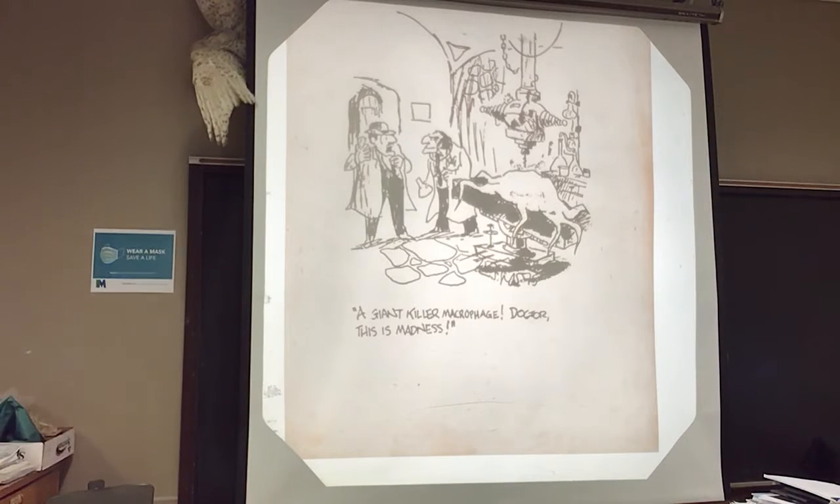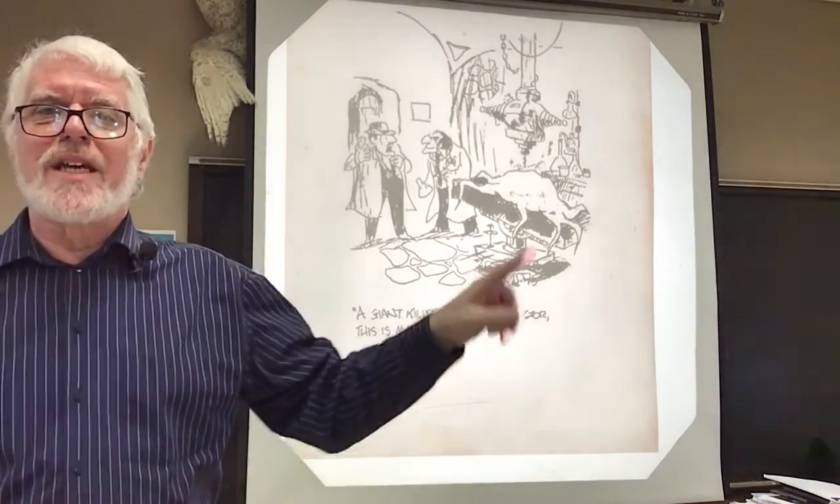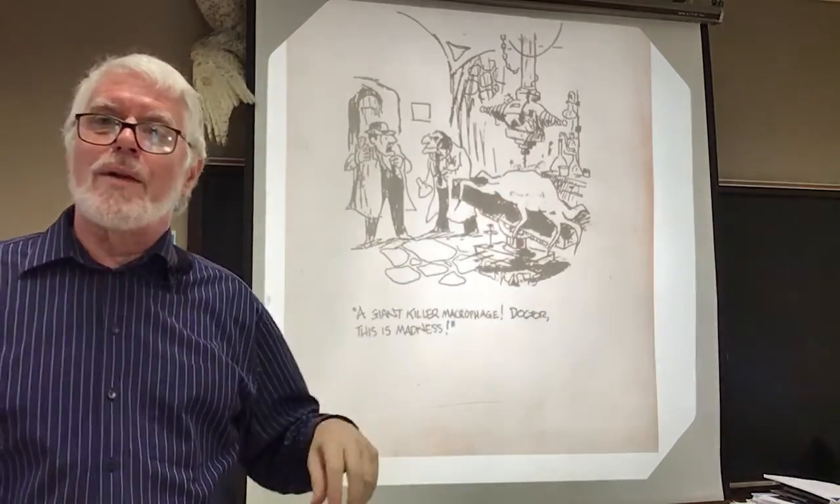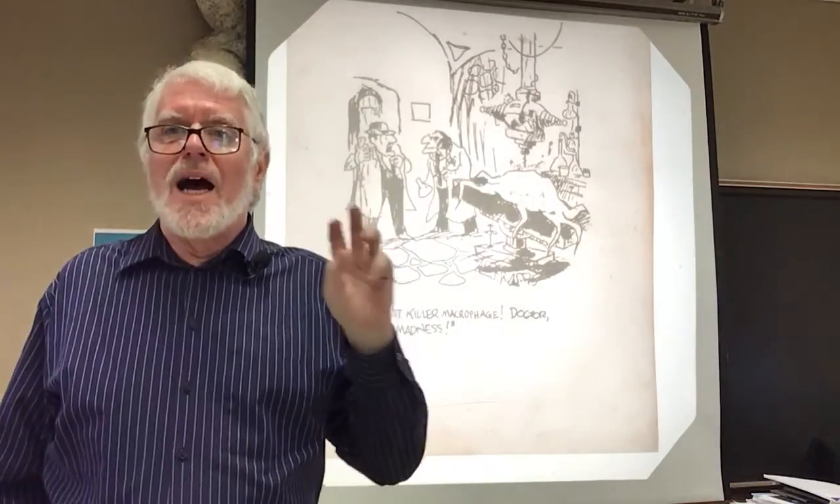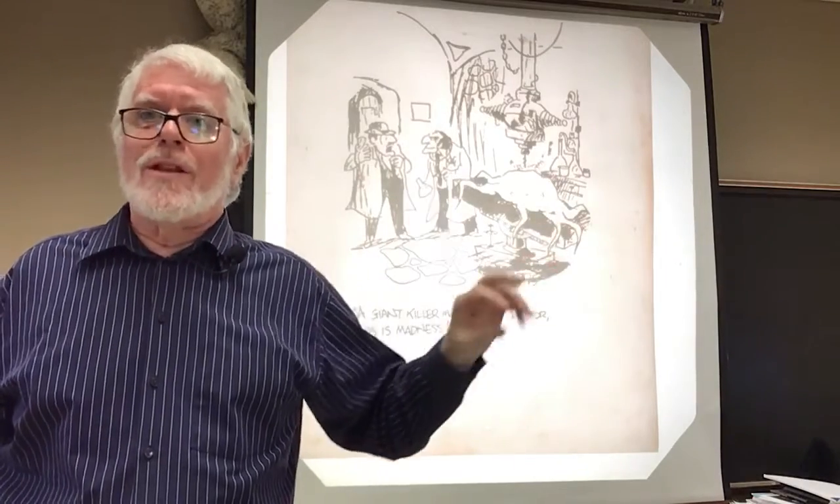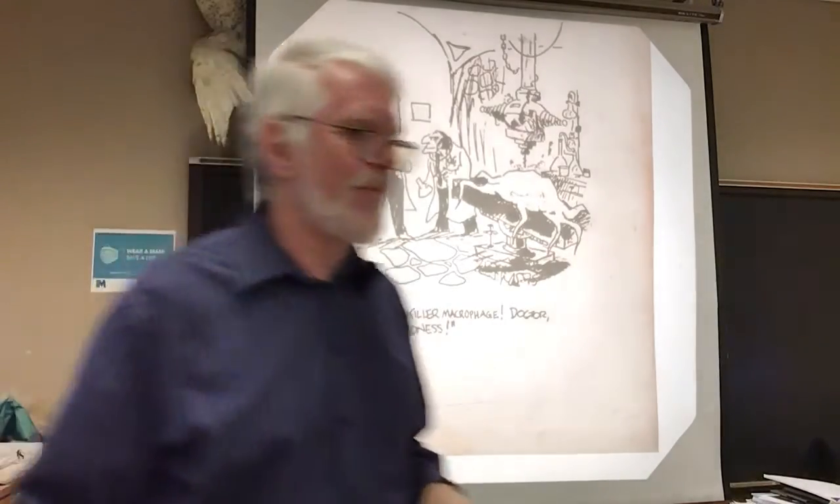Okay, continuing chapter 13. It says, a giant killer macrophage, doctor, this is madness. And that is a representation of a white blood cell, the type of white blood cell that defends you by responding to a signal and then eating whatever the signal is, the antibody is attached to, the antibody being the signal molecule.